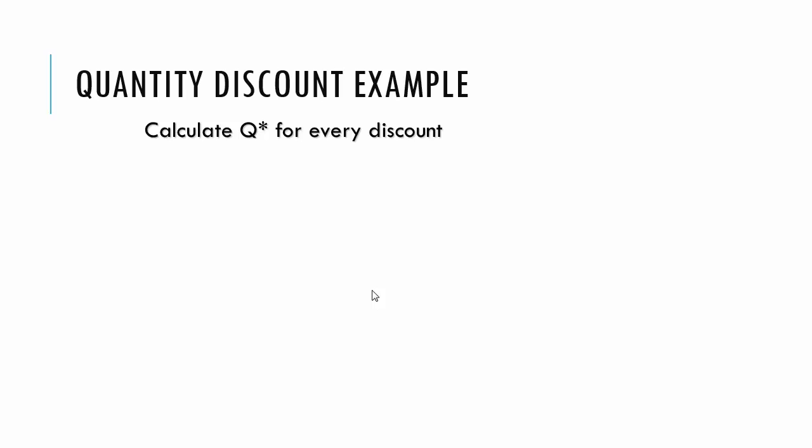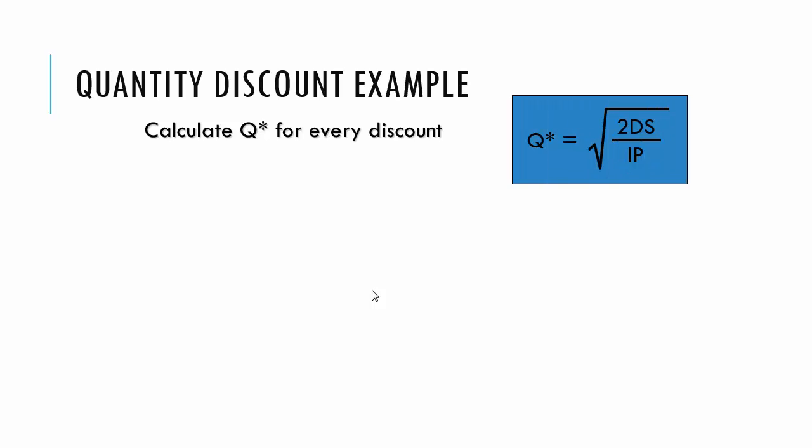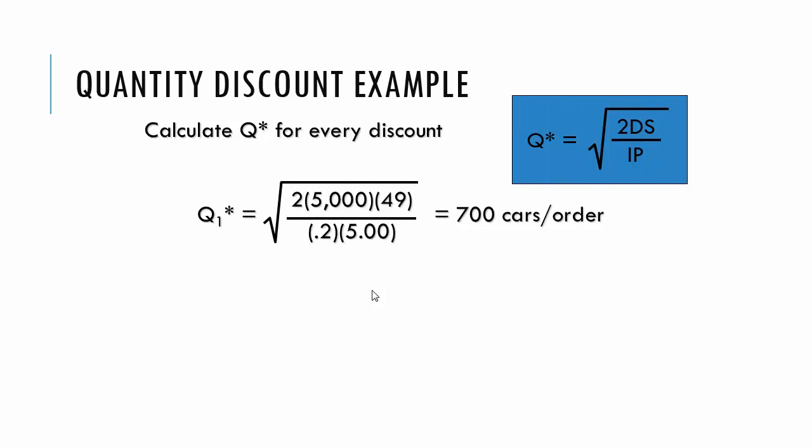So here's an example. We calculate Q star for every discount. This time, notice that instead of dividing by H in the denominator, we have I times P. I is a percentage and P is the per unit price, because a lot of times the holding cost will be based on the price of the unit or the value of the unit.